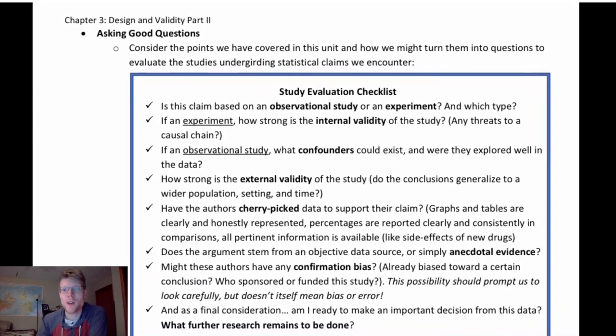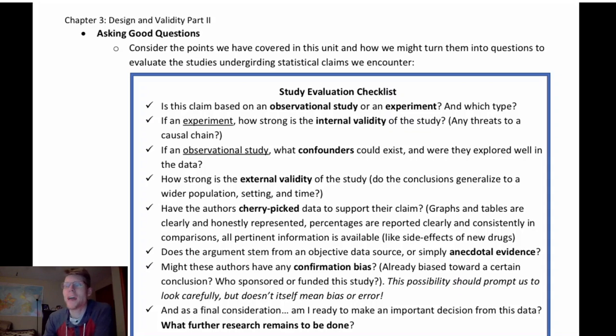So in a more scholarly sense, let's turn back to how we judge research. How do we read studies and read articles and know how good this data probably is? These are the types of questions that we should ask. Number one, if I'm reading a particular study, is this an observational study, or is this an experiment? Because that affects the strength of the internal validity if it's an experiment versus an observational study.